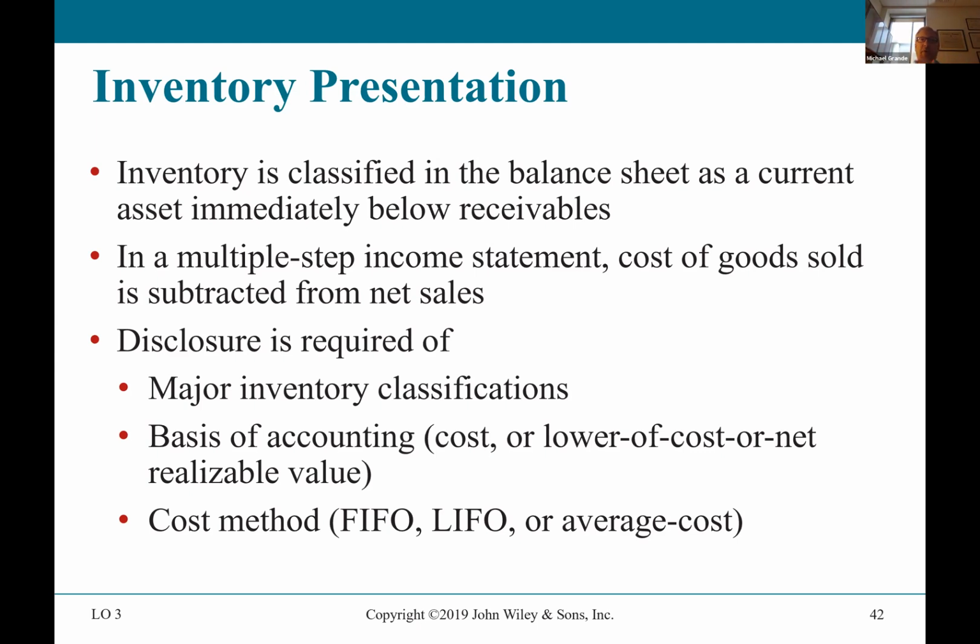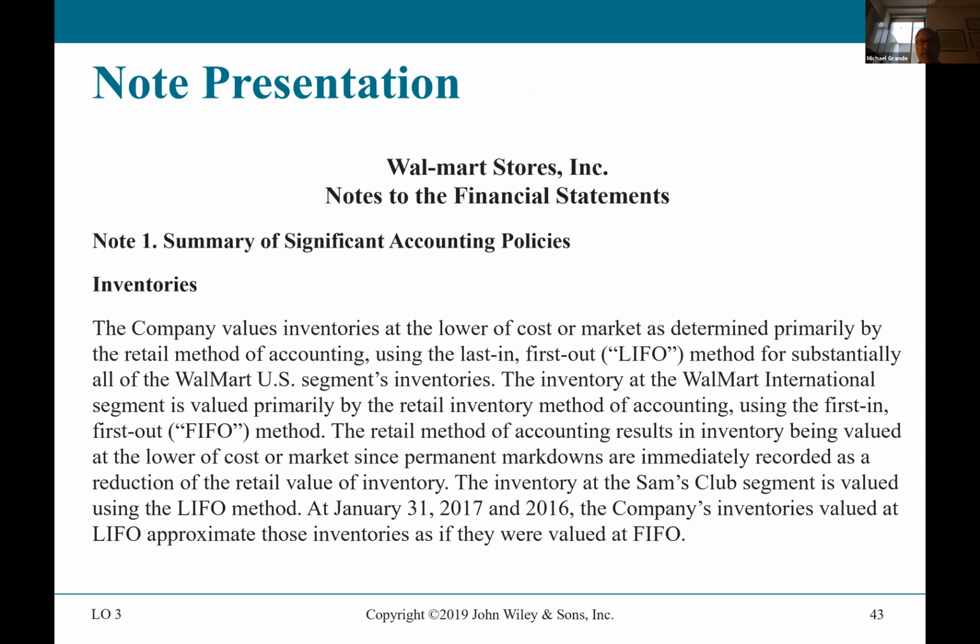Disclosure is required of what? Major inventory classifications: raw materials, work in process, finished goods. You also need to disclose the basis of the accounting, cost or lower of cost or net realizable value, whichever one. And then you have to specifically tell the reader what the cost flow assumption is that you're using to value ending inventory and cost of goods sold. Is it FIFO, LIFO, or weighted average? Here's an example of a footnote, which we're not going to discuss.